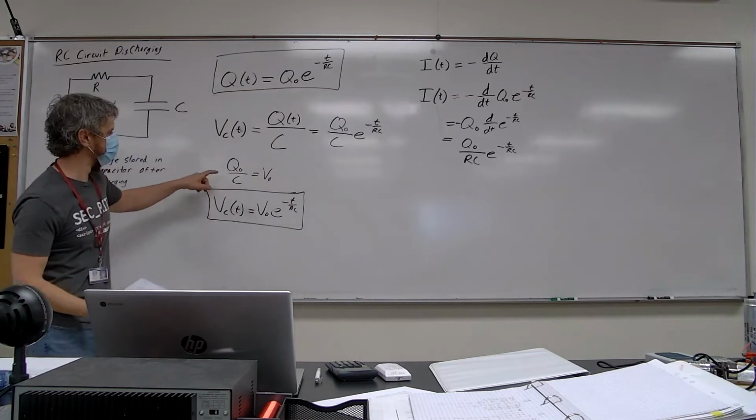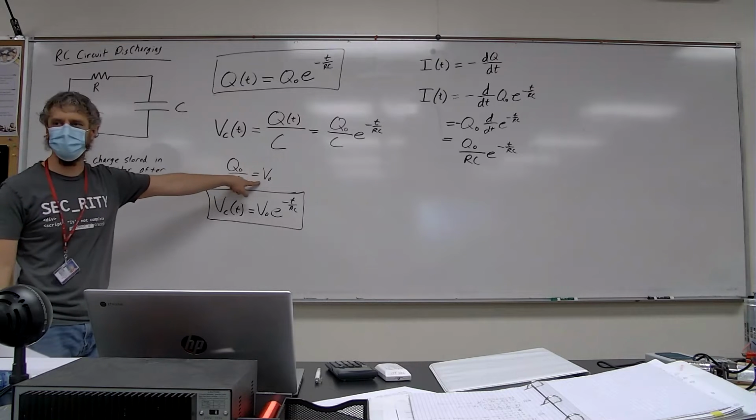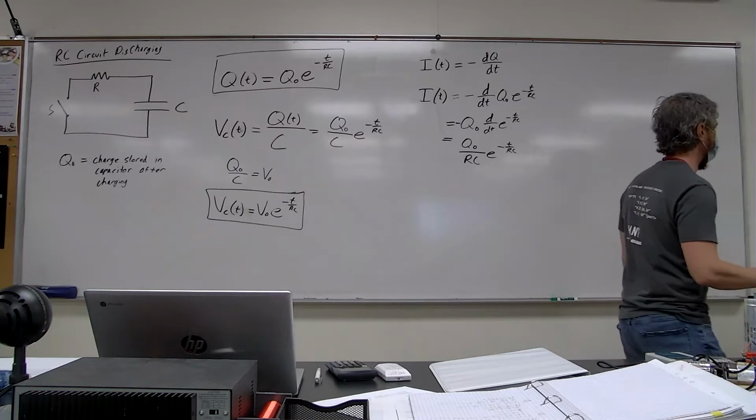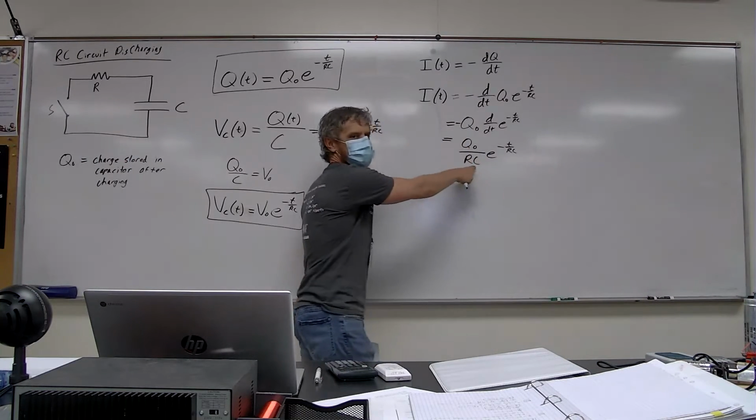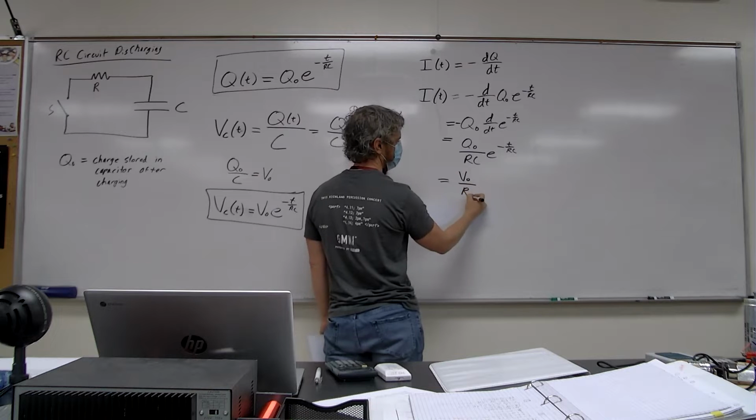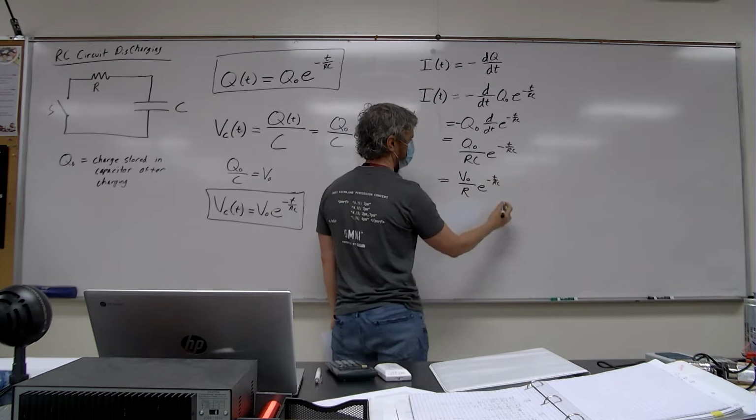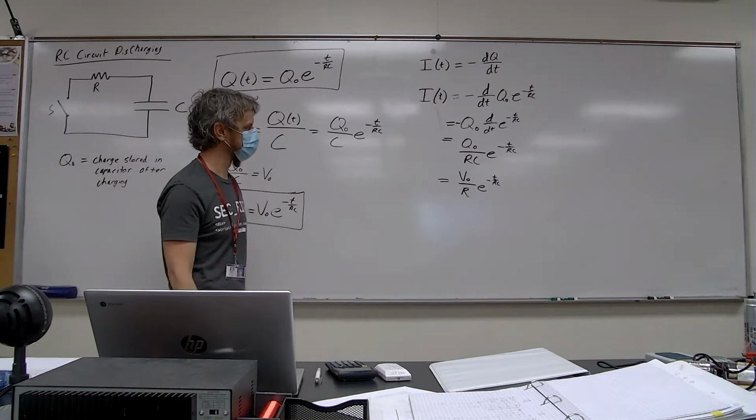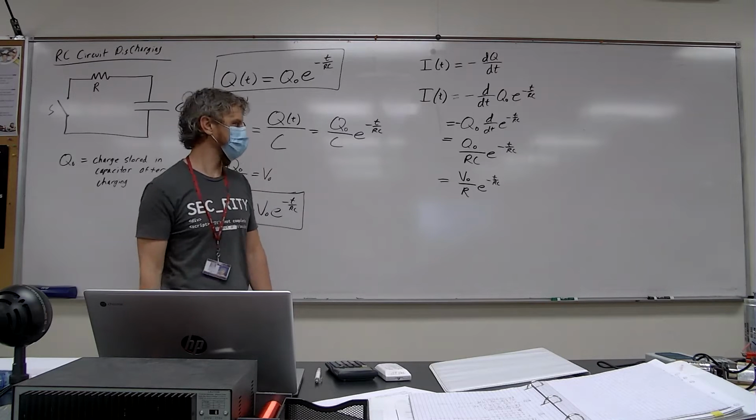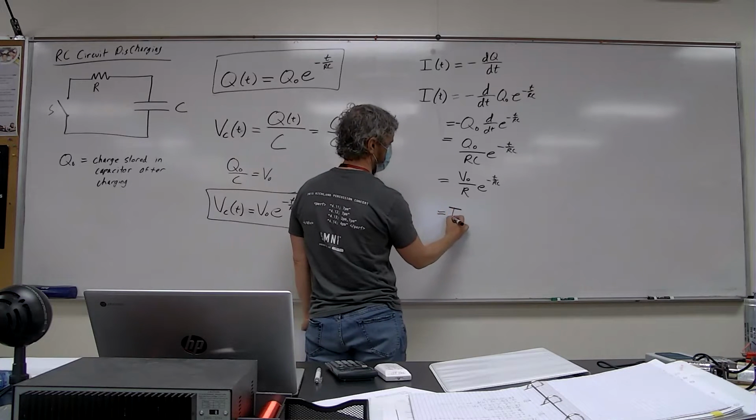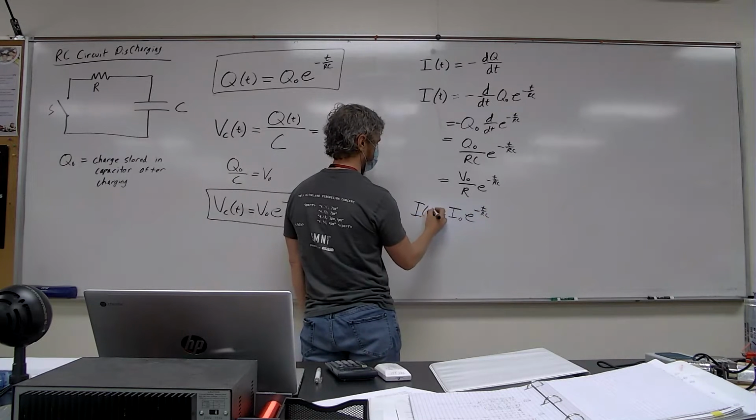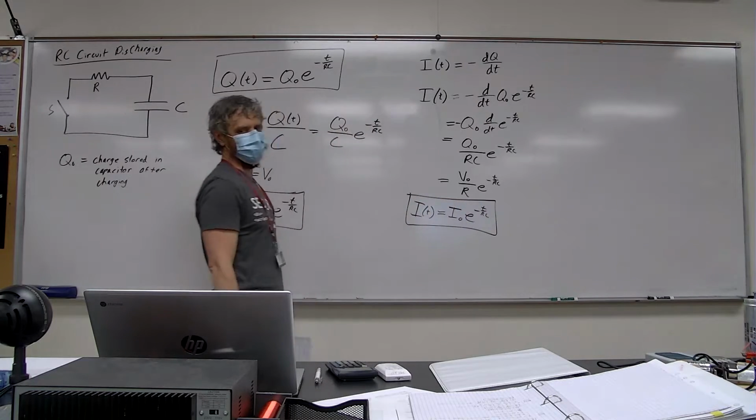Now, as we already said, Q naught over C is the initial voltage of the capacitor. Okay. Q naught over C is the initial voltage across the capacitor. So I can say that's initial voltage across the capacitor over R times e to the negative t over RC. Wait a second. What's initial voltage divided by resistance? Initial current. So that's going to be the initial current times e to the negative t over RC. So discharging is real easy to remember.